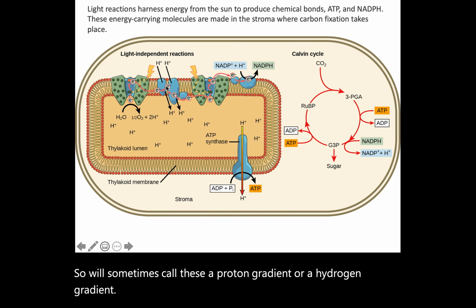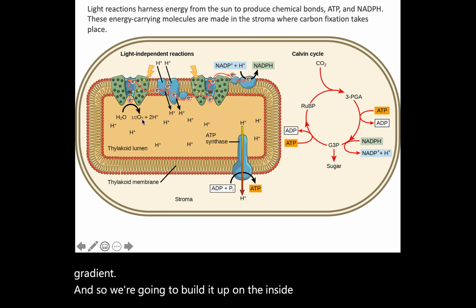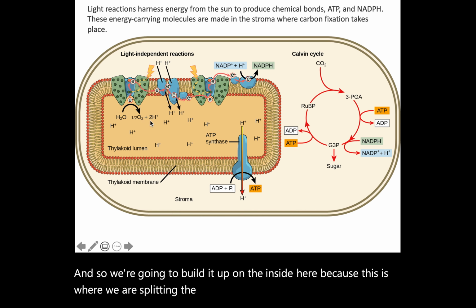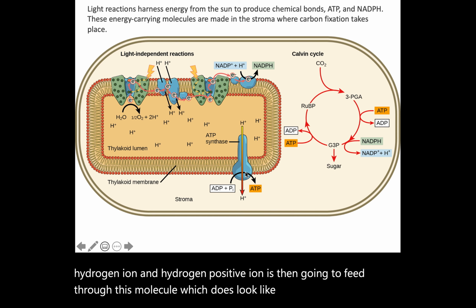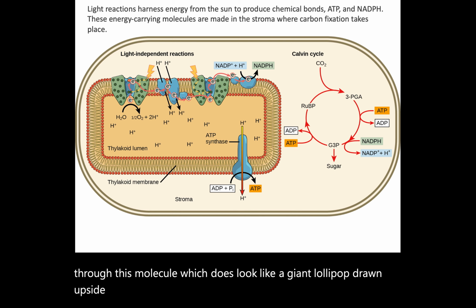So we'll sometimes call these a proton gradient or a hydrogen gradient. And so we're going to build that up on the inside here because this is where we are splitting the water to make oxygen and H plus, hydrogen ion. And the hydrogen positive ion is then going to feed through this molecule, which does look like a giant lollipop. I've drawn it upside down, so I guess it looks like a thermometer. But yeah, the top actually spins around.